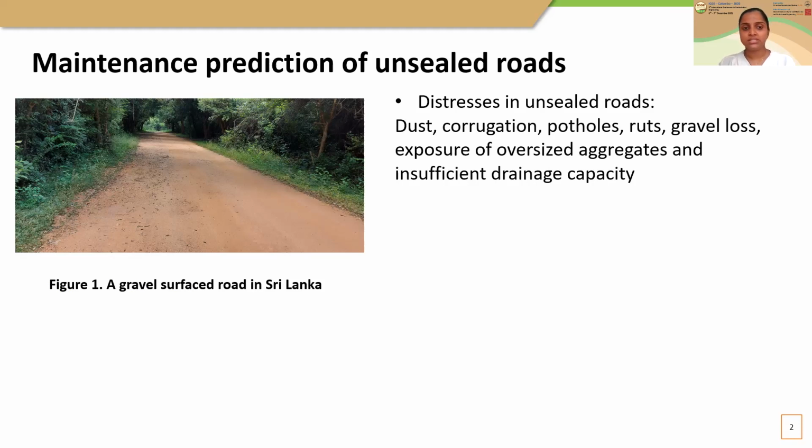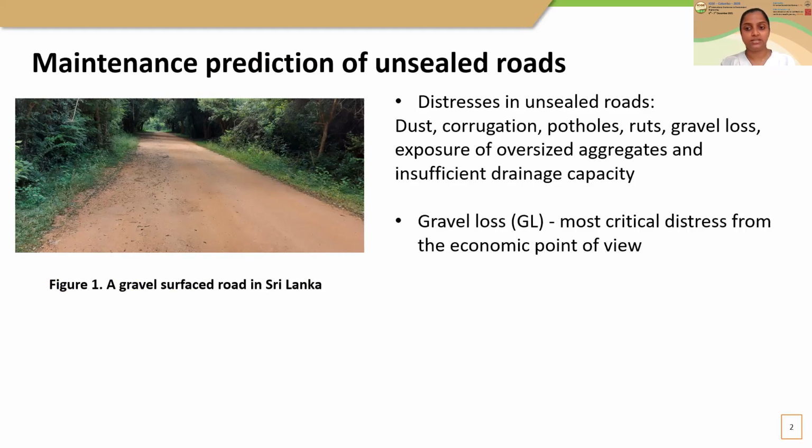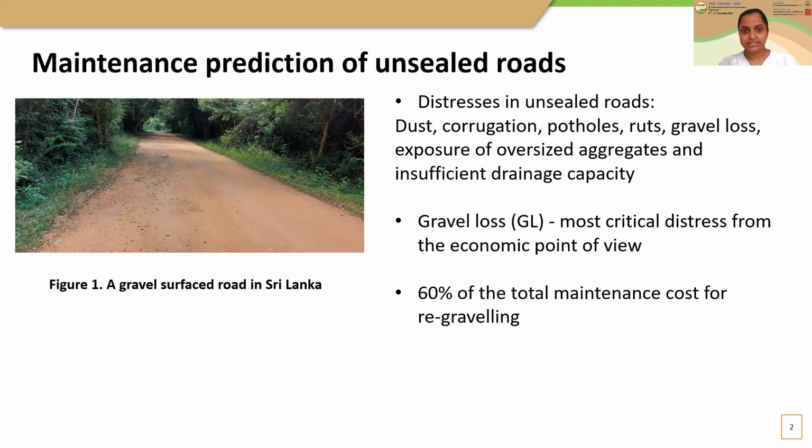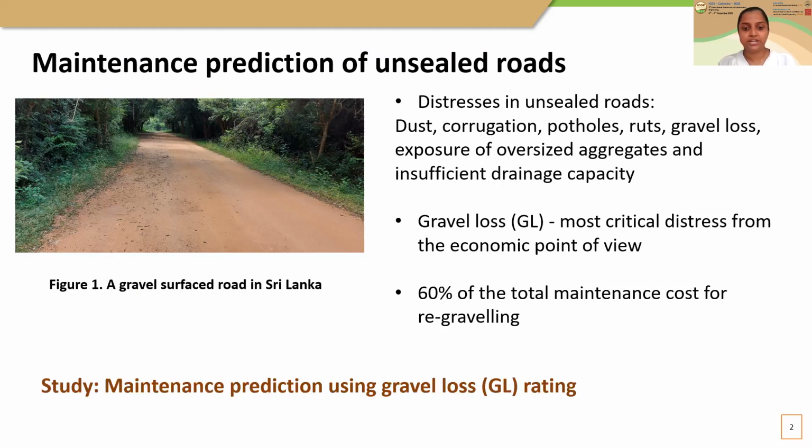Among these distresses, we can observe gravel loss is a critical distress from the economic point of view. 60% of the total maintenance cost is utilized for the regraveling of unsealed roads. Because of this reason, this study was carried out to identify the maintenance prediction of unsealed roads using this gravel loss rating.